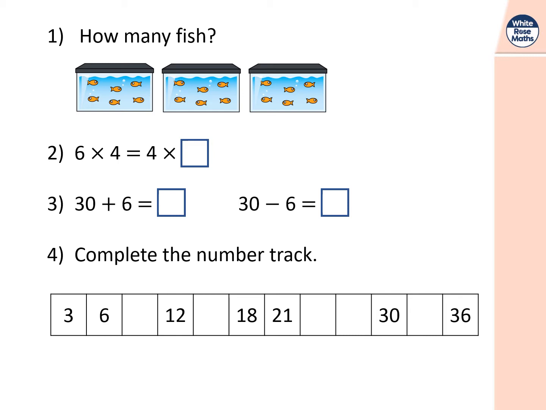To work out 6 multiplied by 5 equals 30, so 6 multiplied by 4 equals what? To work out the second answer. Then at the bottom you need to complete the number track. So 3, 6, have a look, what do you think it's going up in? Have a look at the answers on the screen. Were you correct?